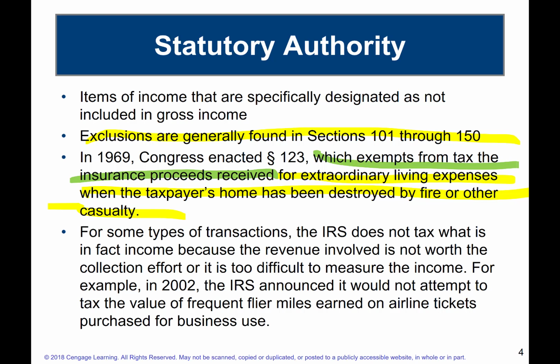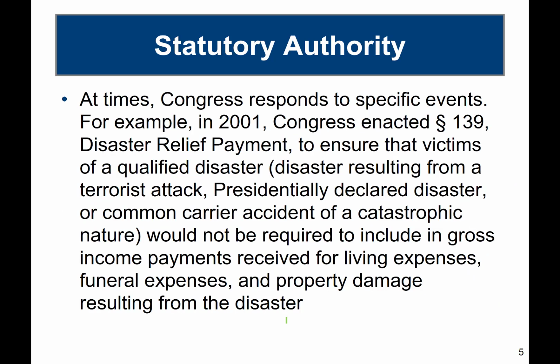Another thing that is excluded is frequent flyer miles, okay? So when you earn frequent flyer miles that are purchased for business use, they are not going to tax those, and really the problem is tracking those, and that gets too difficult. So we start to get into the ease of recognition issue that we talked about earlier, and those would be excluded, okay?